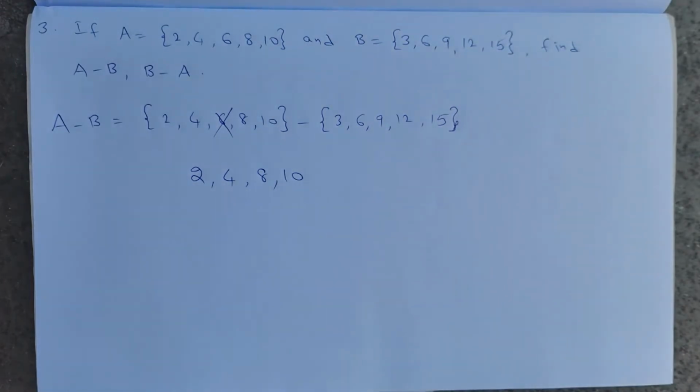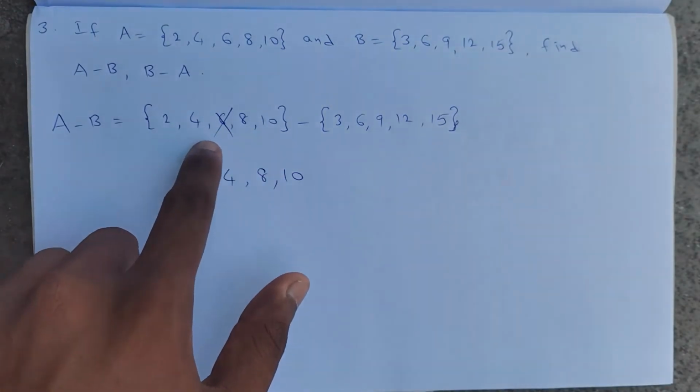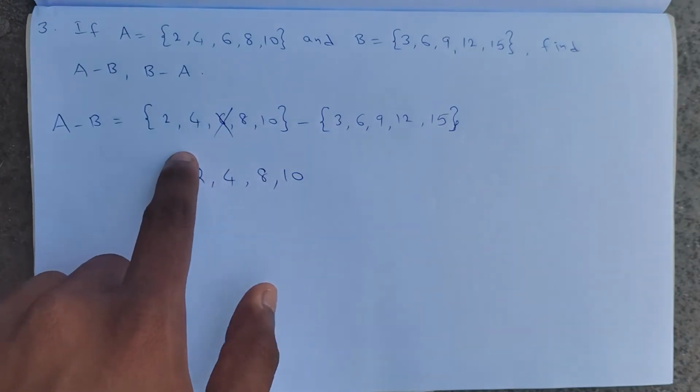A minus B is nothing but from the total set A, we need to remove all the elements which are there in B.